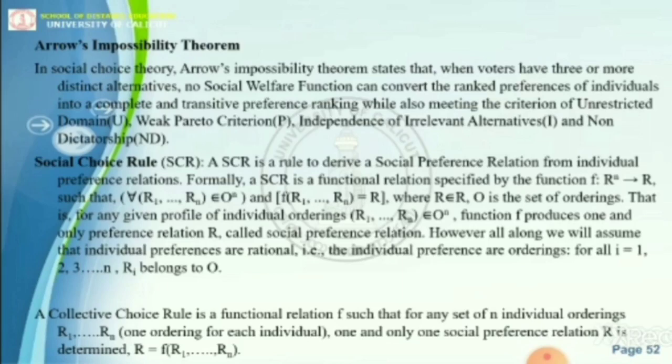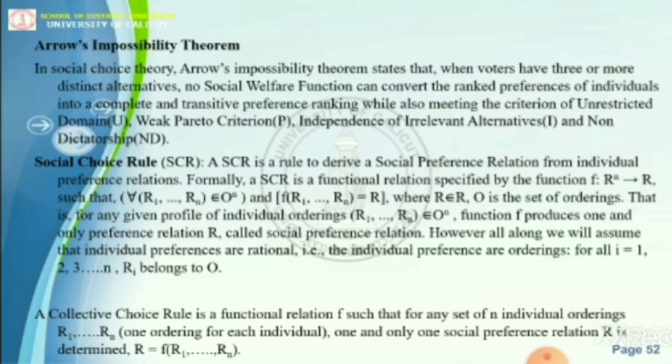Weak Pareto criterion, P, independence, I, then non-dictatorship, ND. So do you know what a social choice rule is? A SCR is a rule to derive a social preference relation from individual preference relations. Formally, a SCR is a functional relation specified by the function f, that is f: R^n → R, such that R1 up to Rn belong to θ0 raised to n and the function of R1 up to Rn is equal to R.